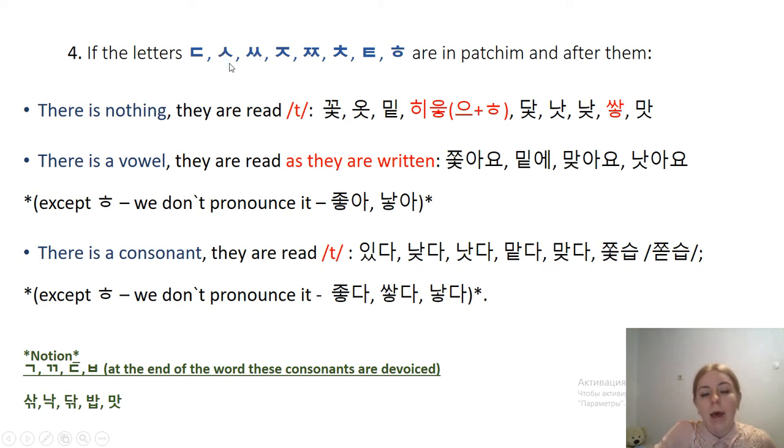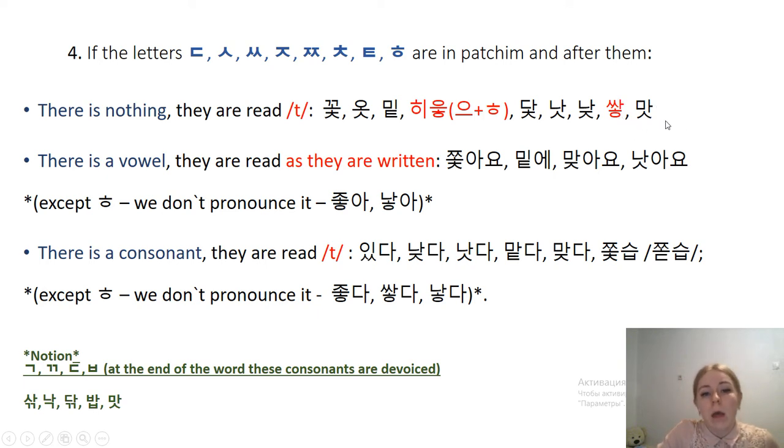Again, s at the end of a syllable. There is nothing after that, and we read it like ot, meat. 히읗. You see ㅎ at the Patchim, and there is nothing after that. Here it's 낮, again, s and d, both of them, we read at Patchim like t, if there is the ending of the syllable. 낫, 맛, and so on.